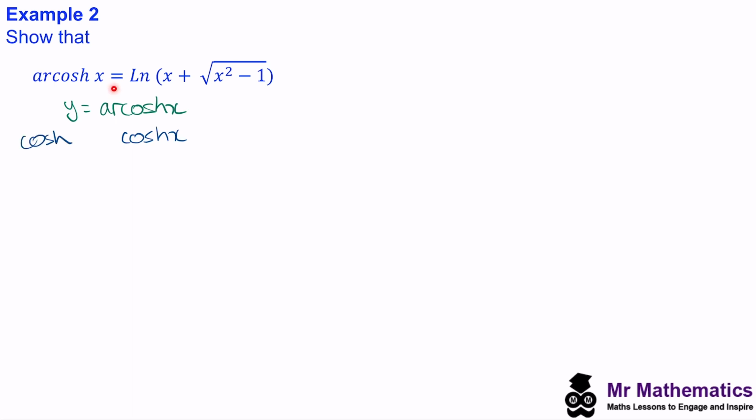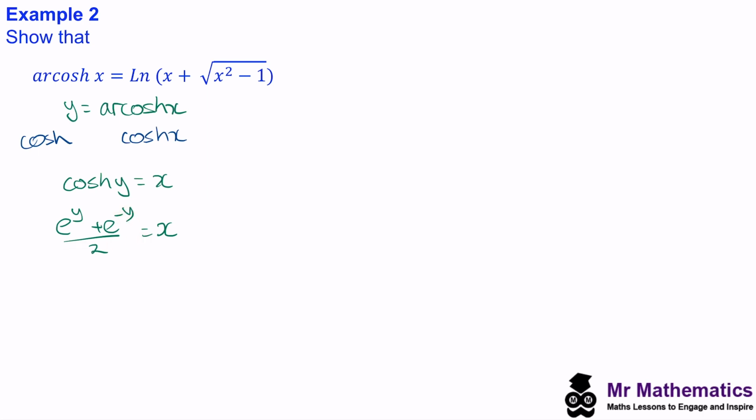So this our cosh and cosh will cancel on the right hand side. What we're left with is the cosh of y will equal x. And we can write cosh of y in terms of e. So this will be e to the y plus e to the minus y over 2, which will equal x. Now our aim here is to make y the subject of the equation.